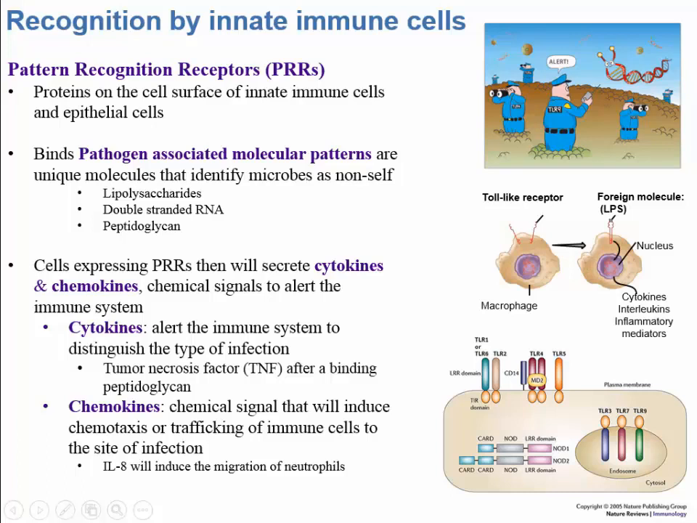I call them chemical breadcrumbs. These chemical signals will induce the movement or trafficking of immune cells to the site of infection. That movement is called chemotaxis. So chemokines elicit chemotaxis, or the trafficking or movement of immune cells to the site of infection. An example of this is interleukin-8, which will induce the migration of neutrophils to the site of infection.